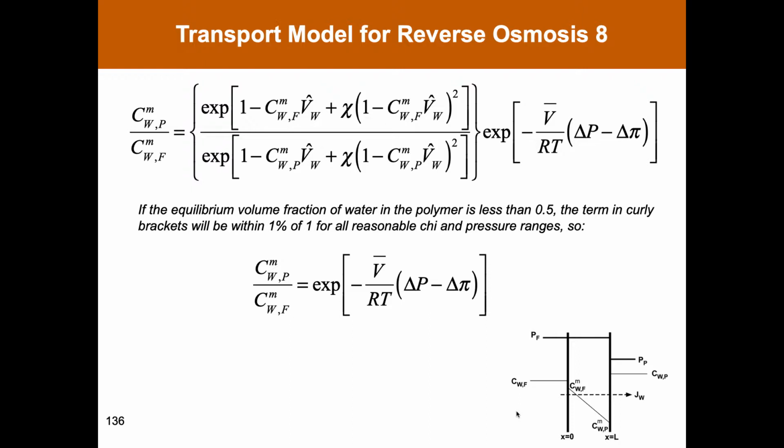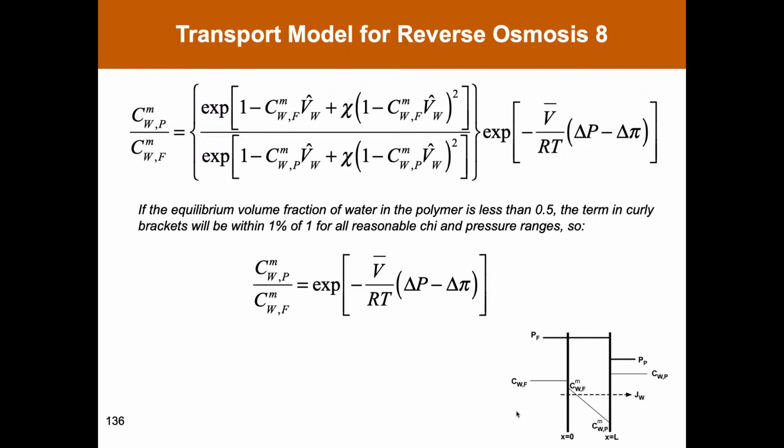And as a result of that, if the concentration of water on the feed side of the membrane is a little bit lower, but not too much lower than that on the permeate side, this term in the numerator and this one in the denominator are essentially equal to one another, and they cancel out. You can calculate the value of this term for a range of chi values and also a range of water uptakes that go all the way up to something like 50%. And this term will be within 1% of 1 for any pressure range and concentration range that we would need.